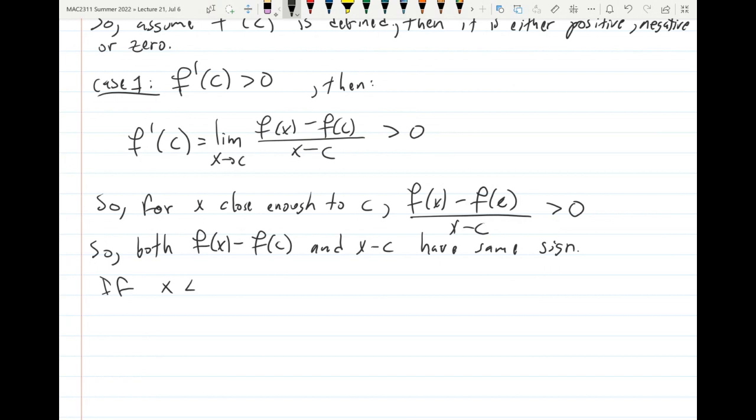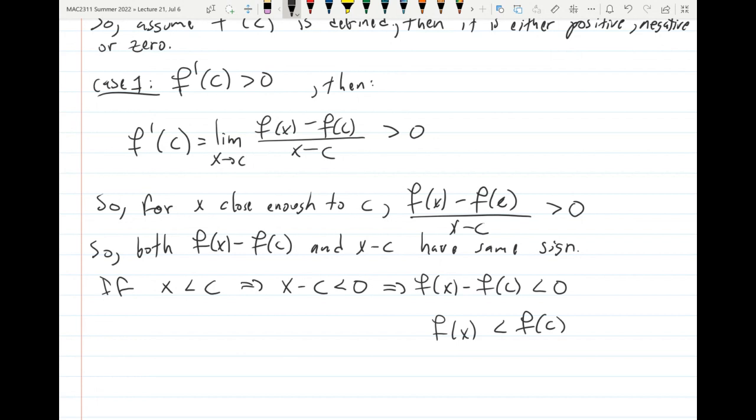So if x is less than c, so here we're getting close to c from the left, yes? If x is less than c, then what can you say about x minus c? It's negative, right? If x is less than c, just move the c over here. x minus c is negative. Therefore, what can you say about f of x minus f of c? It's negative because they have the same sign, which means then that f of x is less than f of c. Do you understand this?